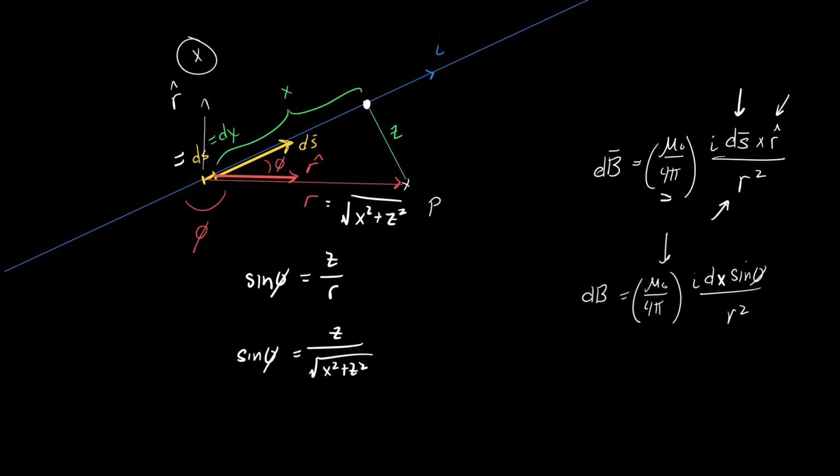I think that's enough information here to do some substitutions over on the right and start replacing variables. So dB is going to be equal to our constant mu naught over 4 pi times I dx. And then in the denominator, we're going to have x squared plus z squared to the 1/2 power quantity squared times the sine, which is going to give us z over square root of x squared plus z squared. There we go. We have everything in terms of x. Any questions about that?